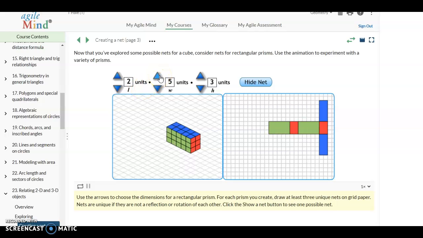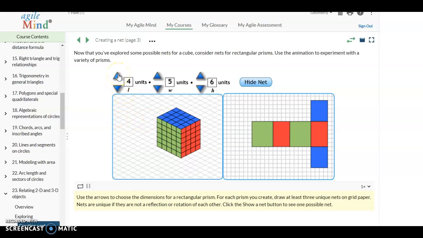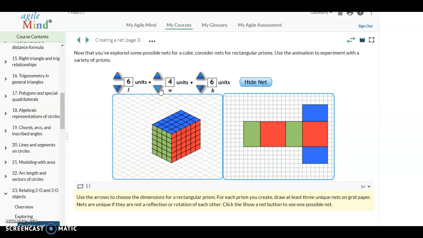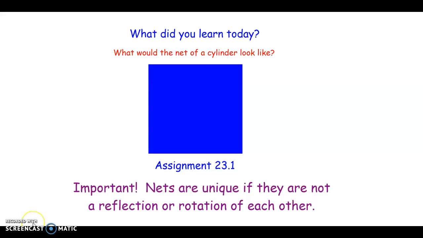And so you're welcome to get onto Agile Mind, and you can change these numbers and look at different rectangular prisms and what their nets would look like. So if that's something that interests you, then you can just get on there and change it up and look at different nets. So our wrap-up question asks, what would the net of a cylinder look like?